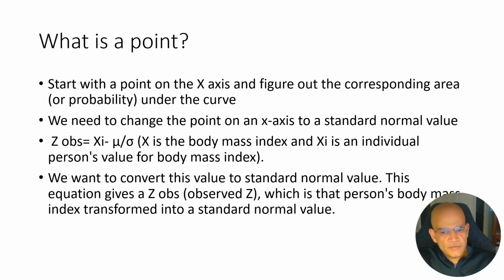That's the z observed, that is xi minus mu, that is the mean, divided by sigma. Say x is the body mass index and xi is the individual person's value for the body mass index. And we want to convert this value to a standard normal value. That is how you convert it, because the person's body mass index xi, minus mu, divided by sigma will give you the standard normal value, and that you can then use with the applet to get the probability from the distribution.